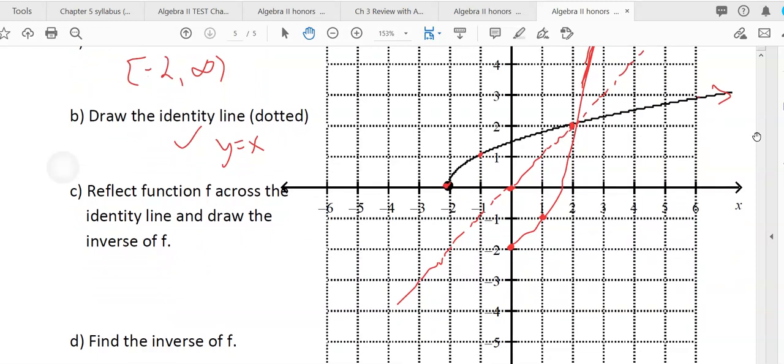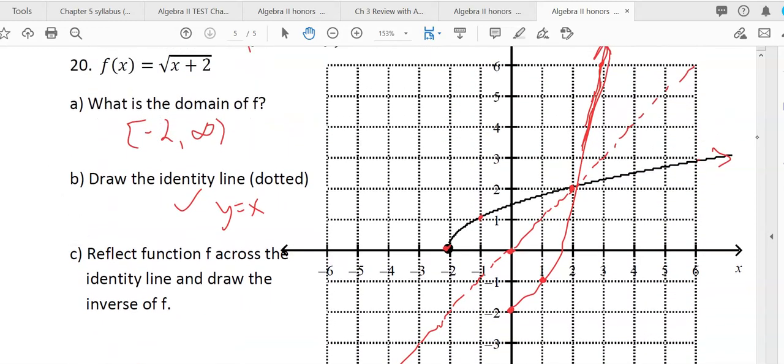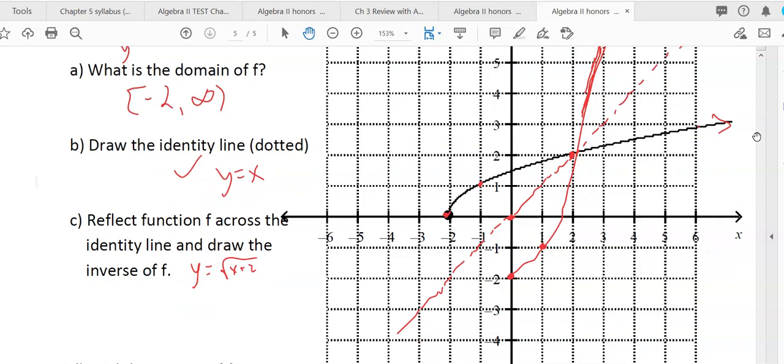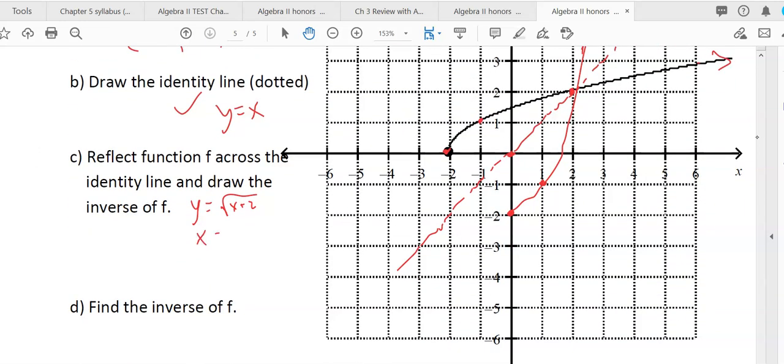Find the inverse. To find the inverse, we're going to pretend this is y. So y equals the square root of x plus 2. But we switch x and y here, so it's going to be x equals the square root of y plus 2. I'm going to solve this for y, so I square both sides. I get x squared equals y plus 2. Solving for y, I get y equals x squared minus 2. That is the inverse function, but we have to think about domain.